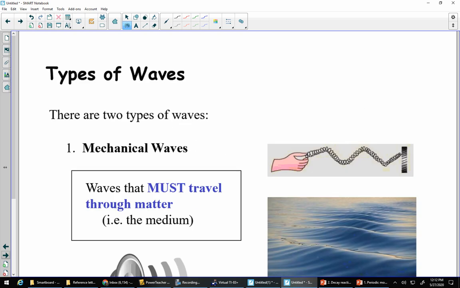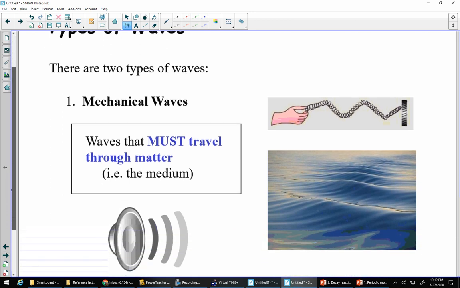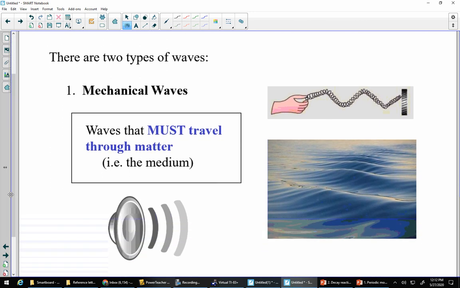Getting into a little bit more specifics here, there are two types of waves. There are mechanical waves. Mechanical waves must travel through matter. In other words, they have to travel through an actual medium. They have to travel through stuff. For example, a spring, the wave travels through a spring.